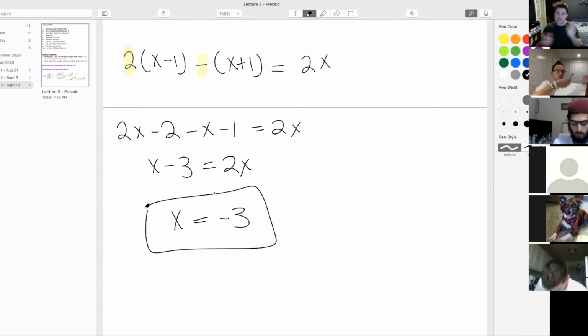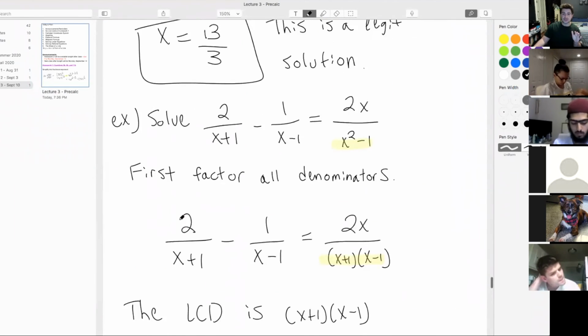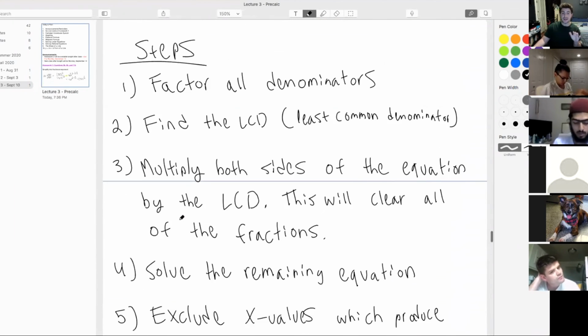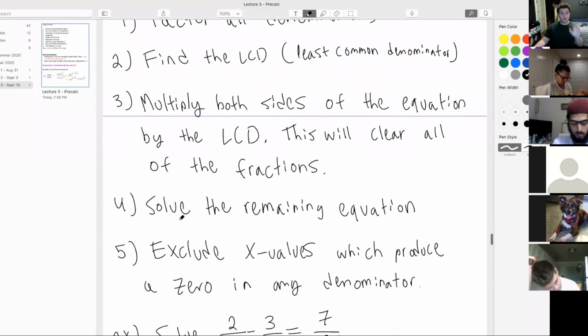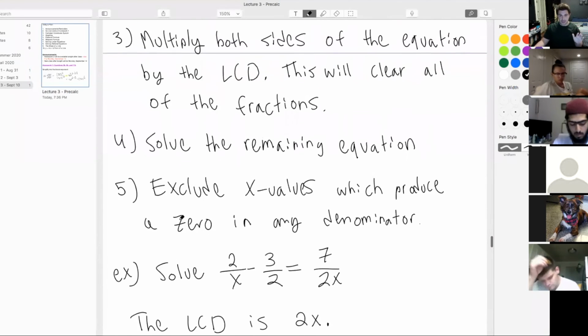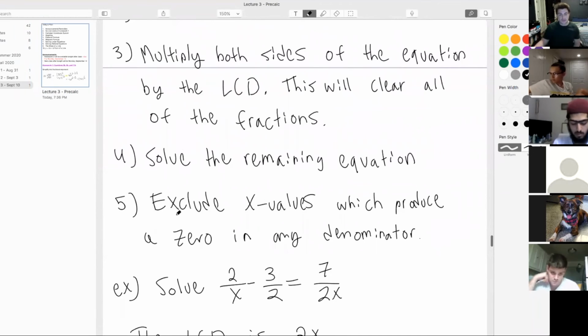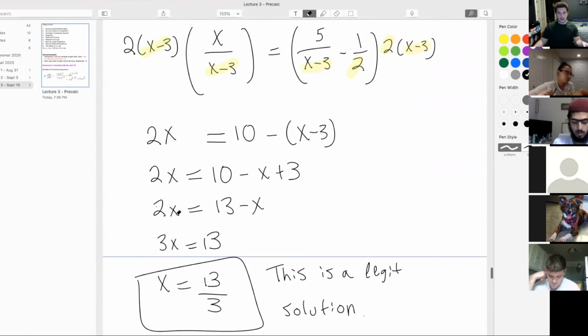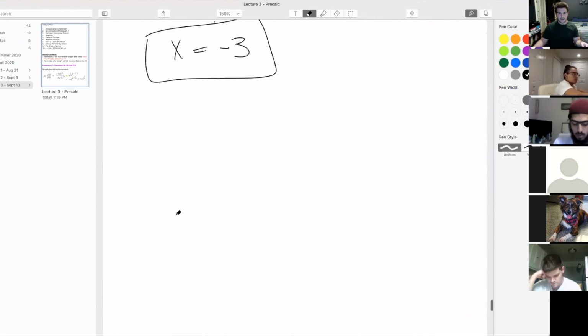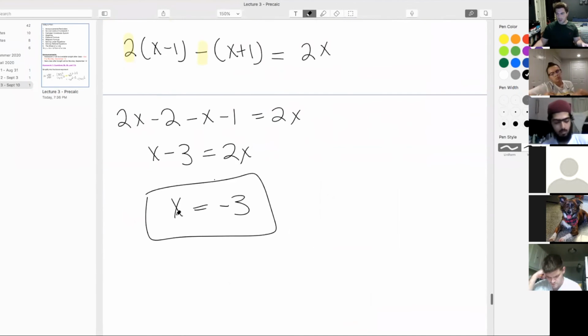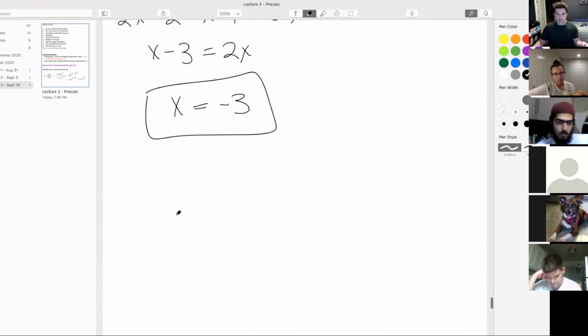Any questions on the process? There will be questions like this on the homework for you to practice. Really, all you need to do is go up to the set of steps and follow these steps one by one, and it will be okay. They shouldn't be that hard.